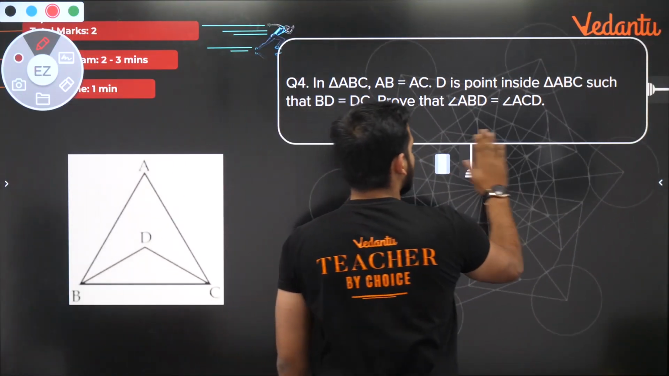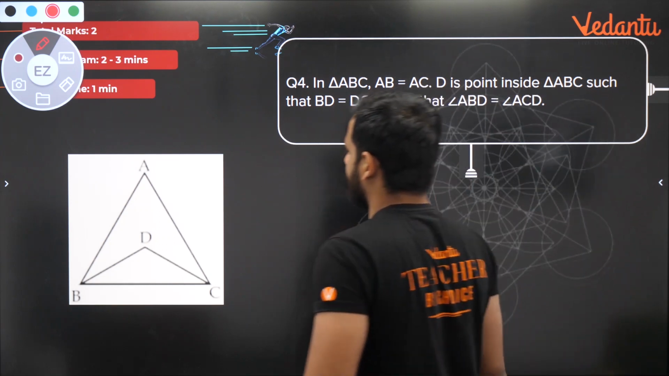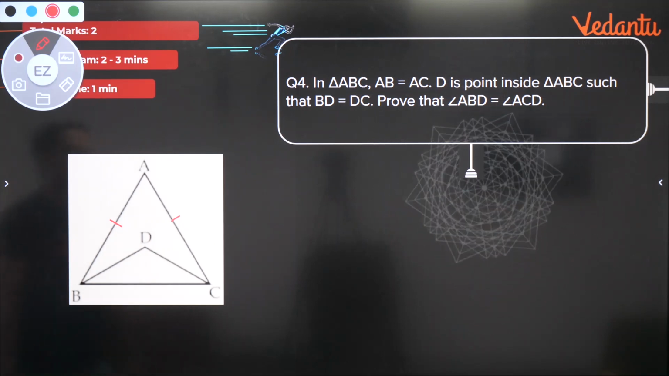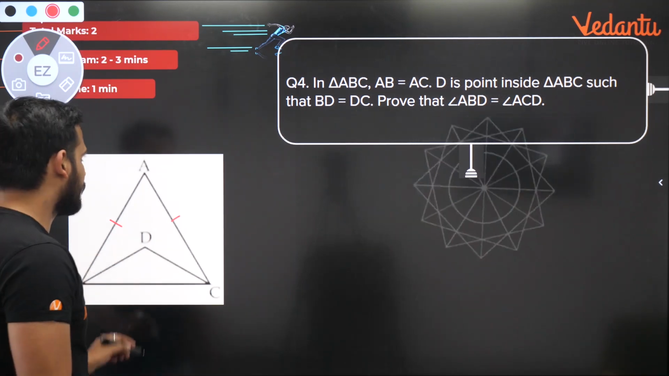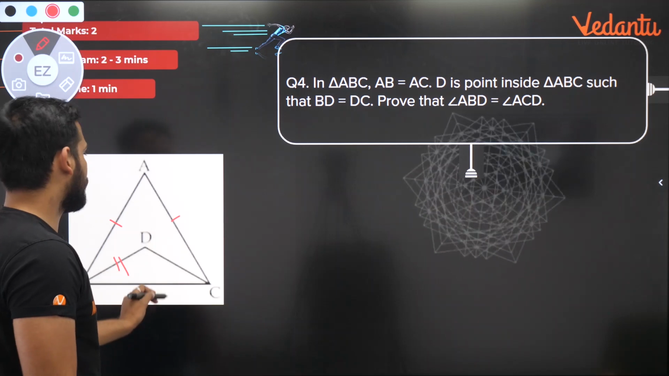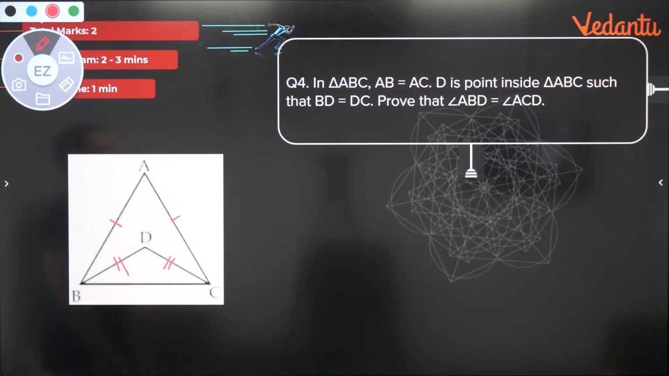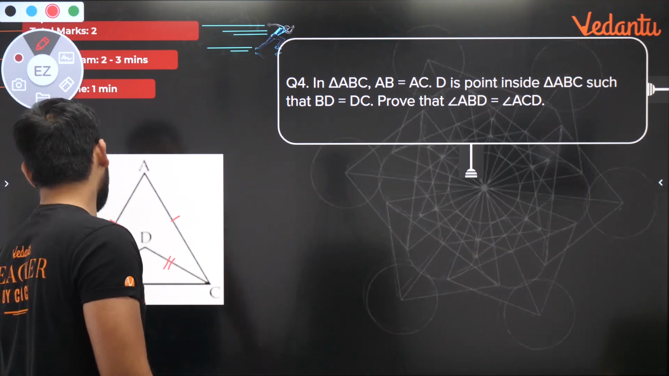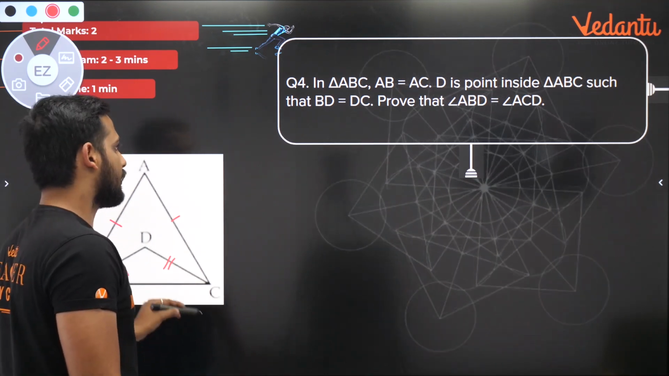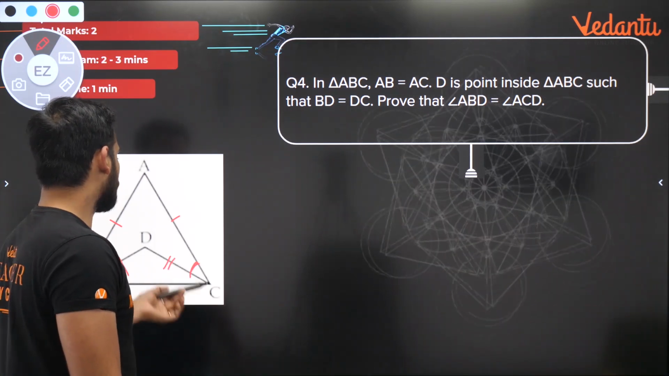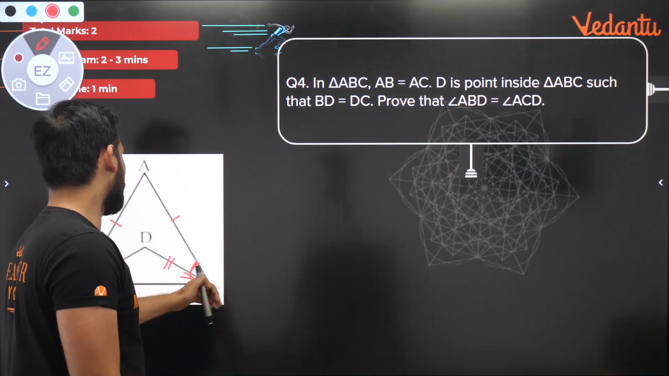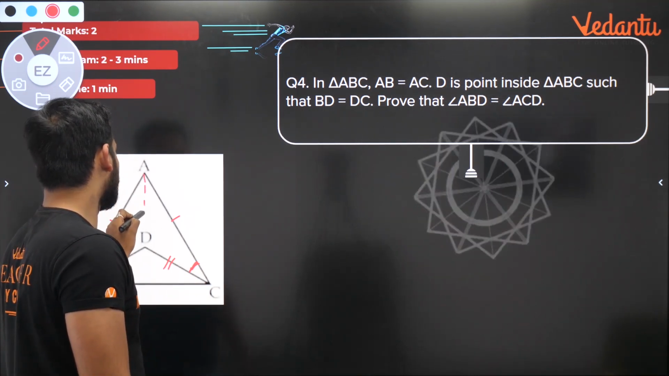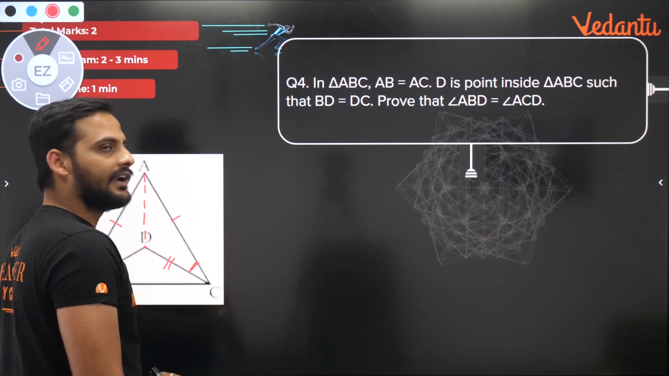The next question is, in triangle ABC, AB is equal to AC. D is a point inside triangle ABC such that BD is equal to CD. Prove that angle ABD is equal to angle ACD. So, bachcho, here you can do it in plenty of ways. One way is to join A to D.